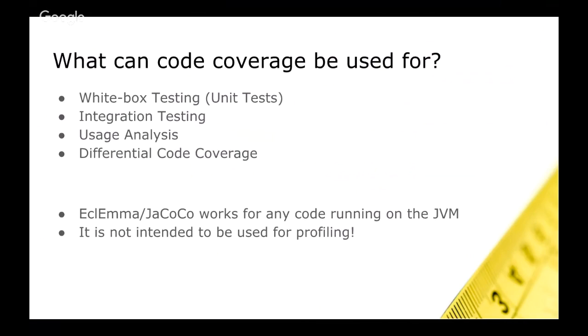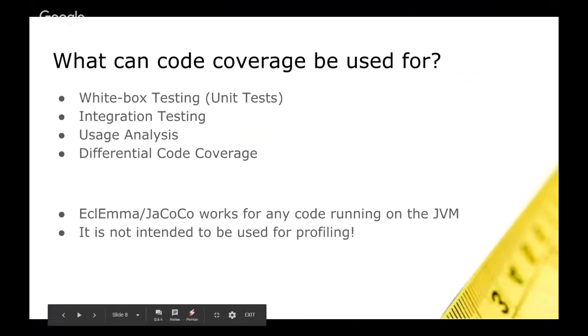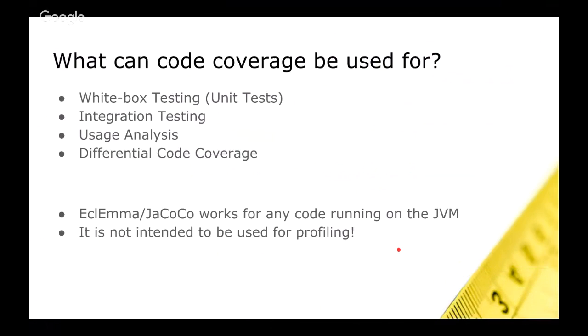Something to know is that the EclEmma plugin, also the JaCoCo library behind it, works basically on any JVM, any code running on the Java virtual machine. So it's not aware of whether the application under test is a JUnit test, or maybe TestNG, or maybe some proprietary integration test, or maybe just any Java application you can run, and you can record coverage information.